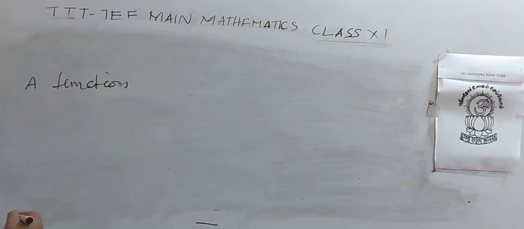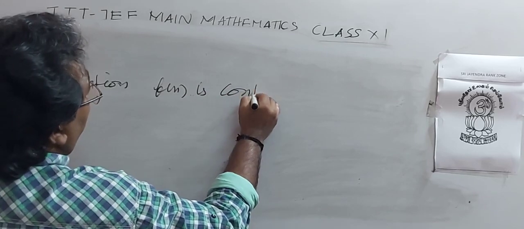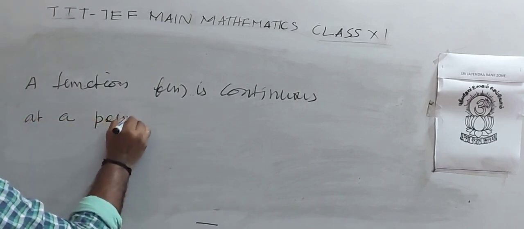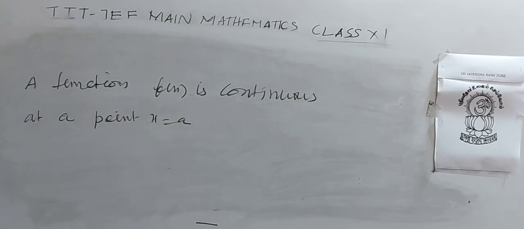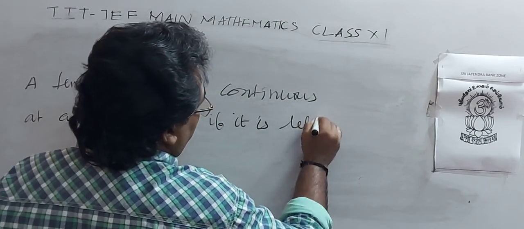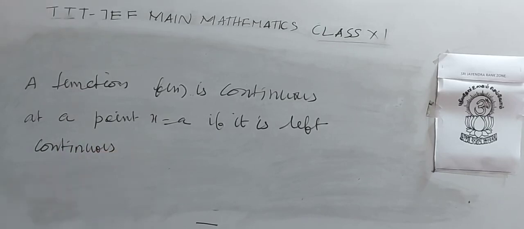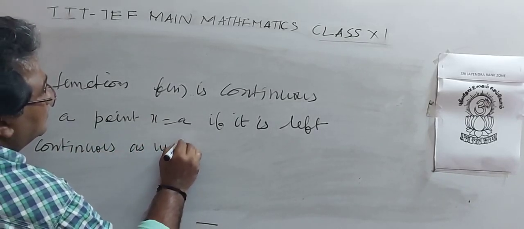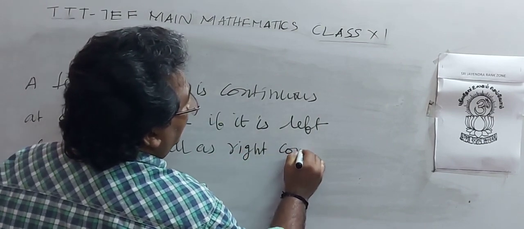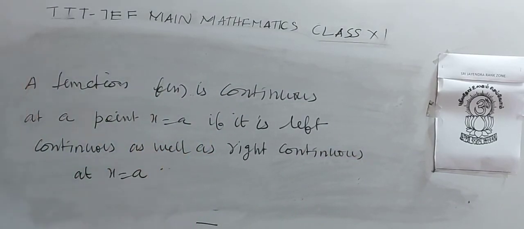A function is continuous at the point x equal to a if it is left continuous as well as right continuous at x equal to a.